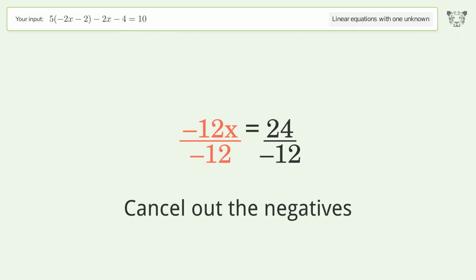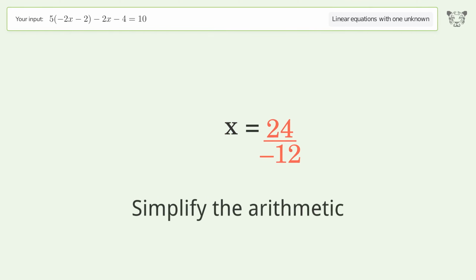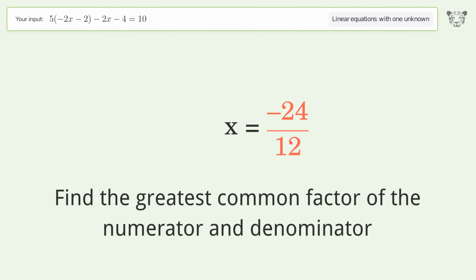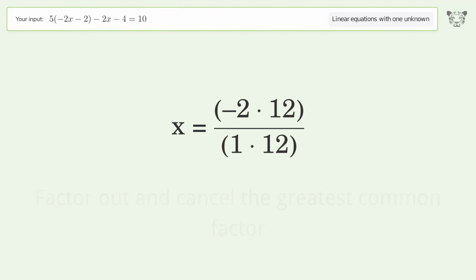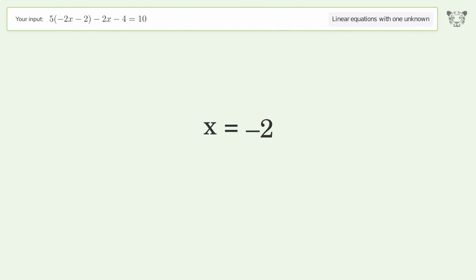Cancel out the negatives. Simplify the fraction. Simplify the arithmetic. Find the greatest common factor of the numerator and denominator. Factor out and cancel the greatest common factor. And so the final result is x equals -2.